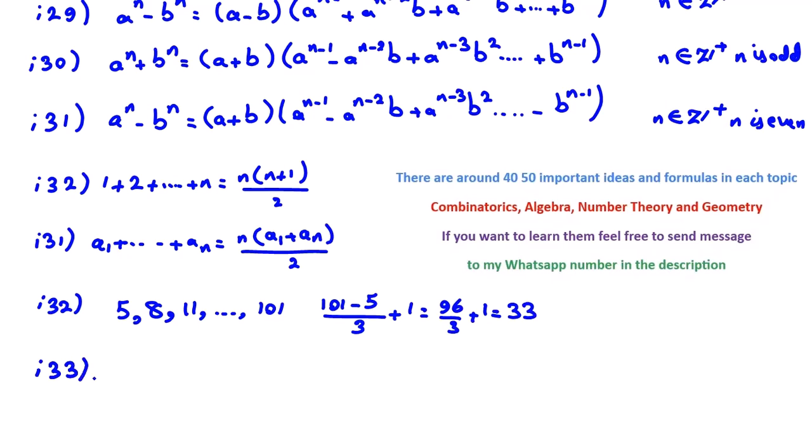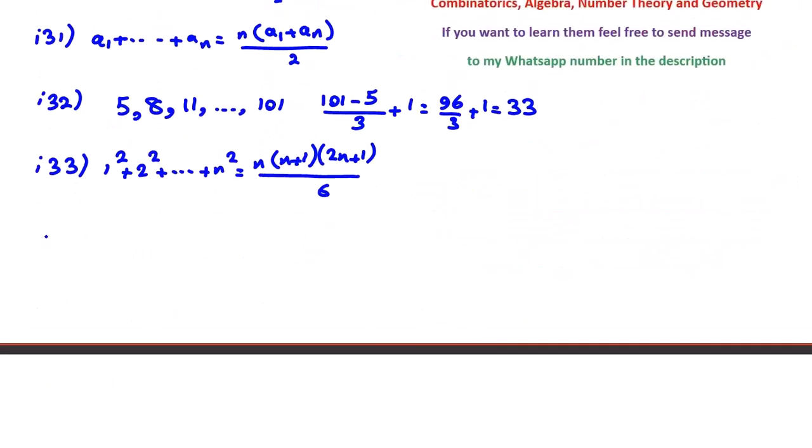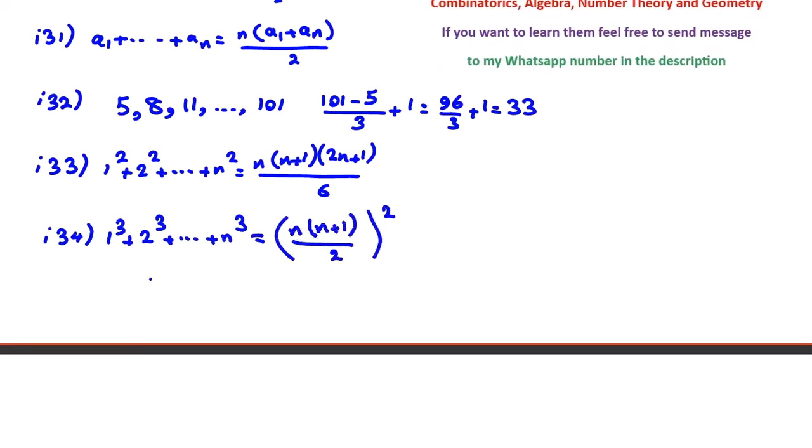Idea 33. If you have 1 squared plus 2 squared up to n squared, it is n times n plus 1 times 2n plus 1 over 6. Idea 34 is when we have 1 cubed plus up to n cubed. Some of them are useful also in USAMO, in AIME. The sum is n times n plus 1 over 2, squared. Maybe in some years in AMC we have that.